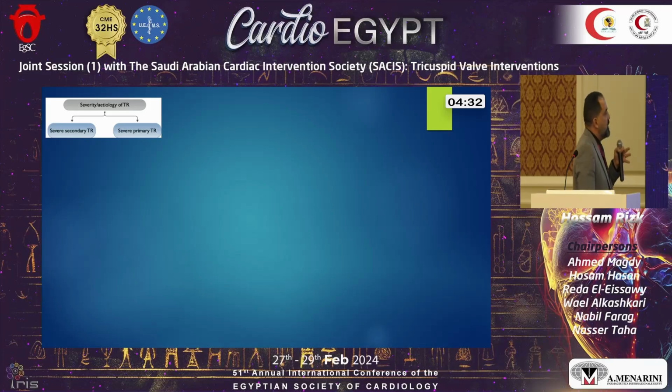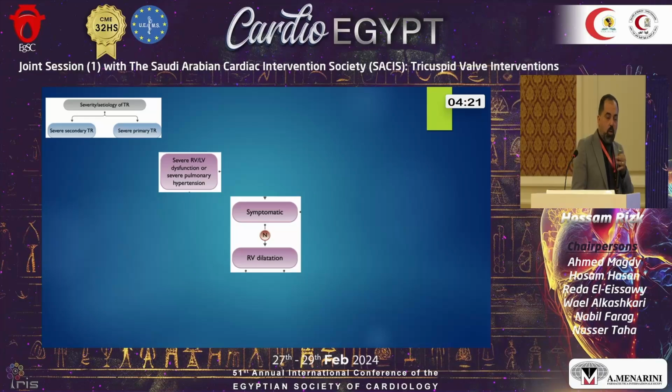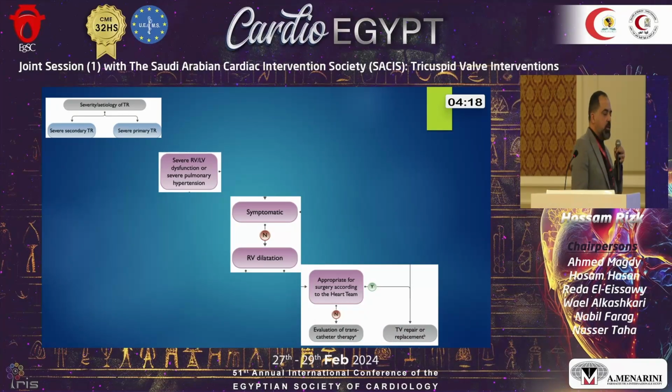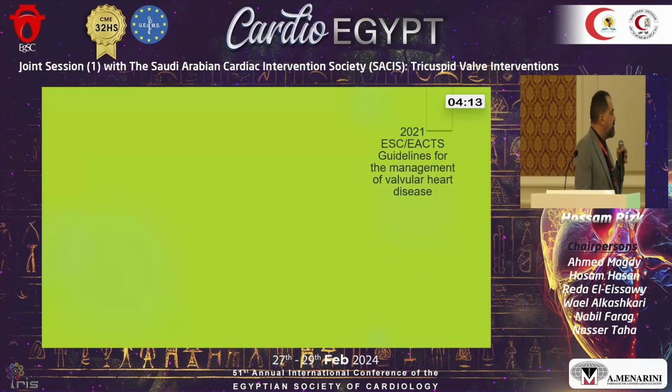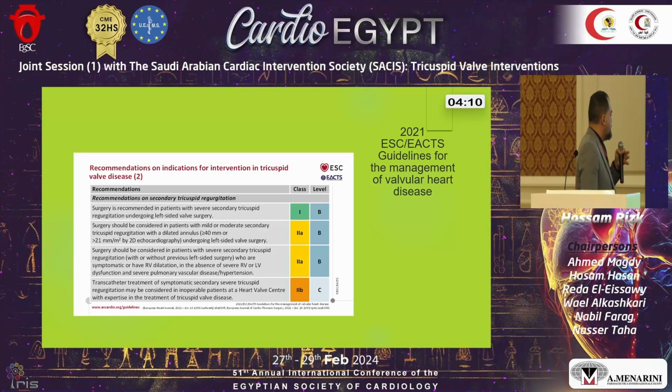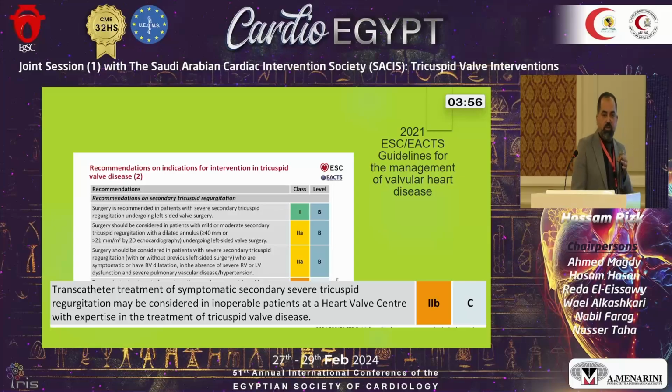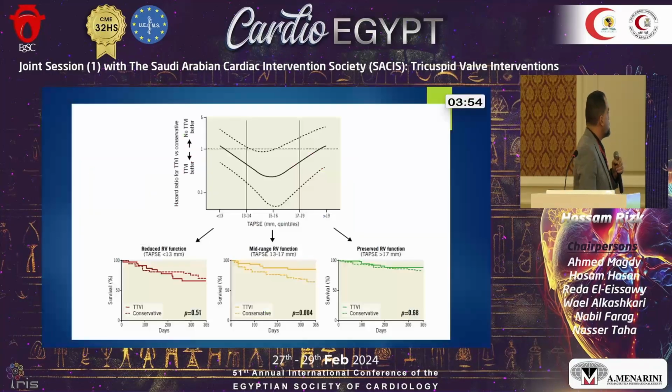As we all know from the European guidelines, we will find out whether it's primary or secondary tricuspid regurgitation. Is there severe RV dysfunction or pulmonary hypertension? We look at the symptoms; if there are no symptoms, we look at RV dilatation, and after that we decide the intervention according to the feasibility and the operability of the patient. And in case of severe symptomatic secondary tricuspid regurgitation in patients considered to be inoperable, we give a class 2B, level of evidence C for the percutaneous intervention for the tricuspid valve. This is the European. The American guidelines give no recommendation for such a procedure, just a hint about its use.